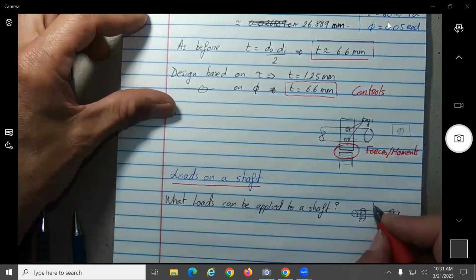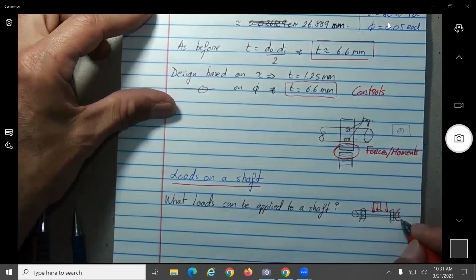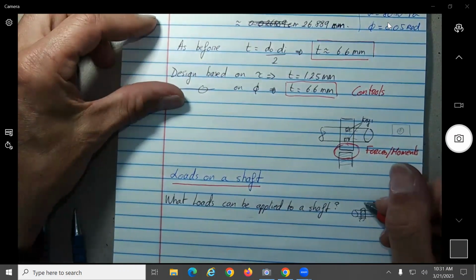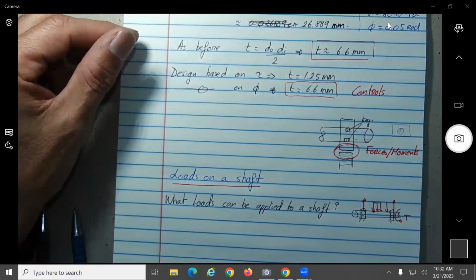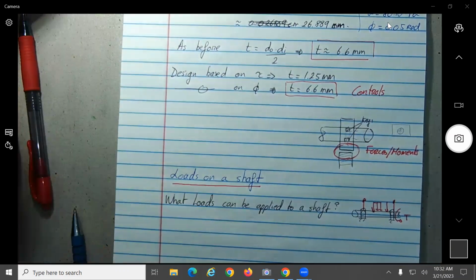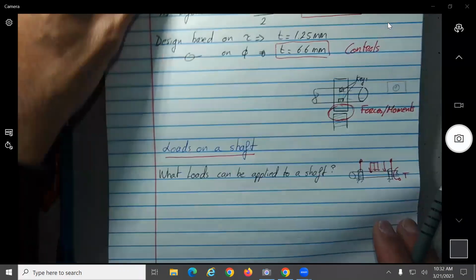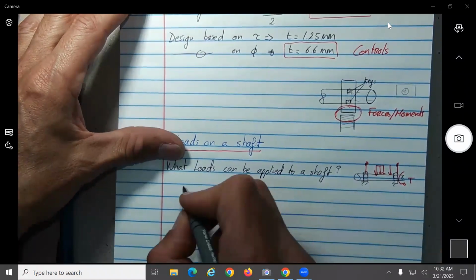You can have, to make it complicated, distributed load. You can have punctual loads. Obviously, you can have a torque. You can have the forces here of the reactions, and so on. Okay, let's just do a general case. So let's say you have all these different loads. What kind of stresses are we going to induce on the shaft?